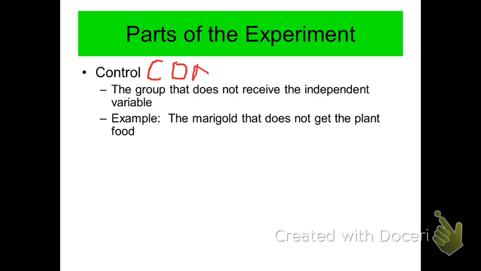Okay, the key word for this, and I want you to write it out to the side, and I don't have my stylus, so you have to excuse my handwriting, is compare. So make sure somewhere out to the side of that control you've got that word compare. We have a control because we compare. And for your example, we need to know if the plant food works or not. So we need to have a marigold that does not get the plant food. So fill that in for the example.